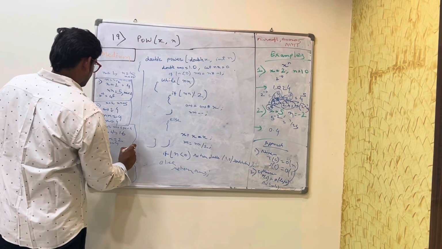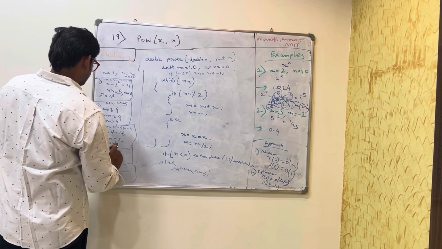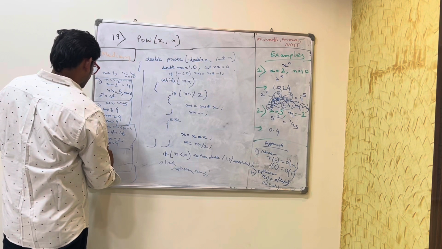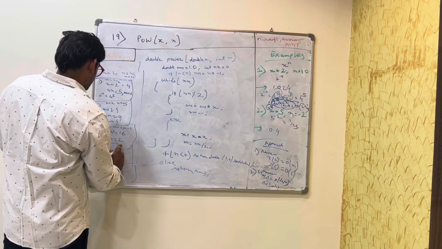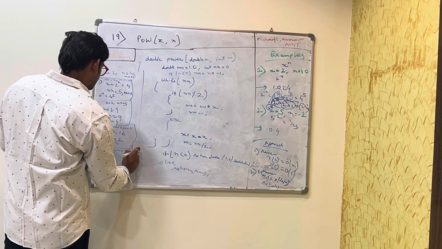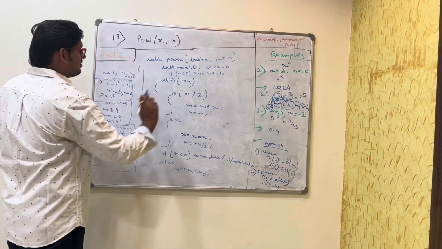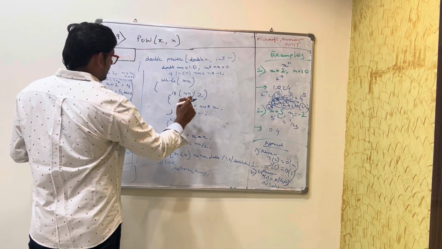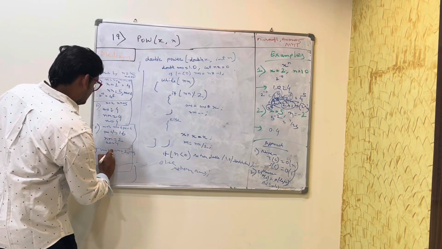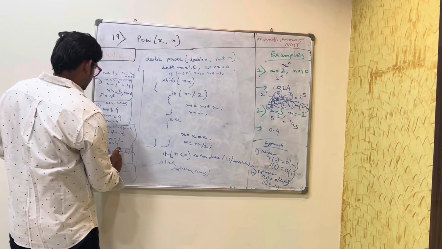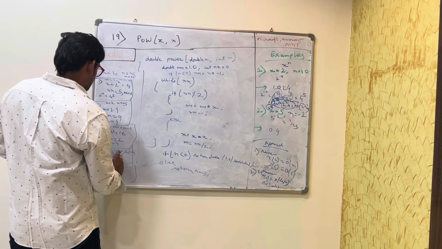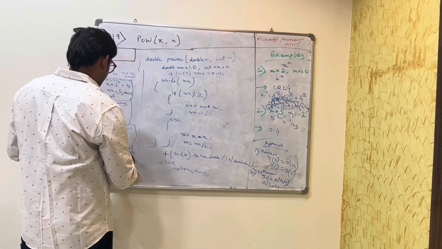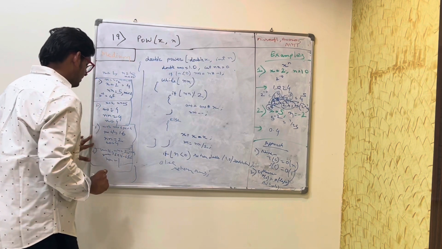In the fourth case, what will happen? n is 2, which is not equal to 0. So here x is 16 and n is 2, right? Answer is 4. So 2 mod 2 is 0. That means we won't go over there, it will come over here. So x will become 16 into 16, which is 256. What will happen to n? n will become 2 by 2, that means 1, right?